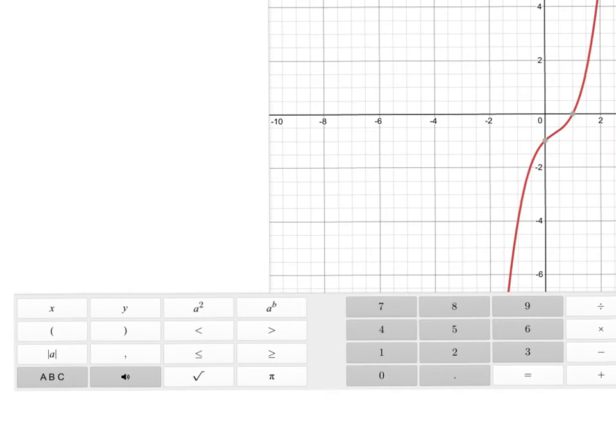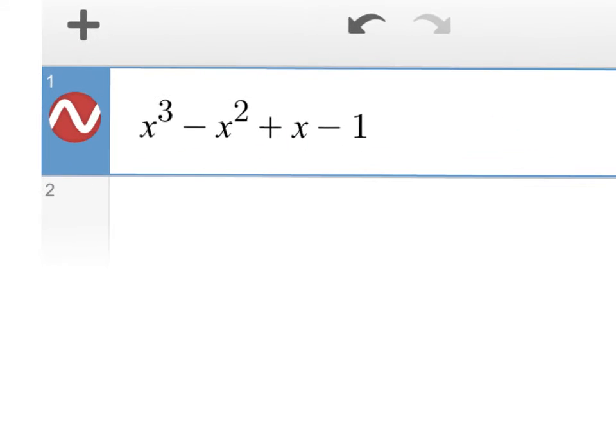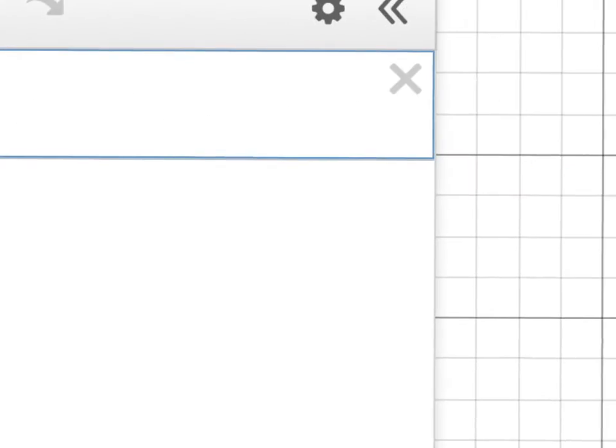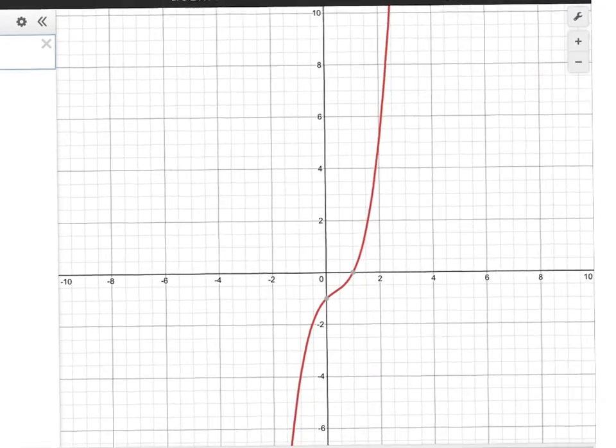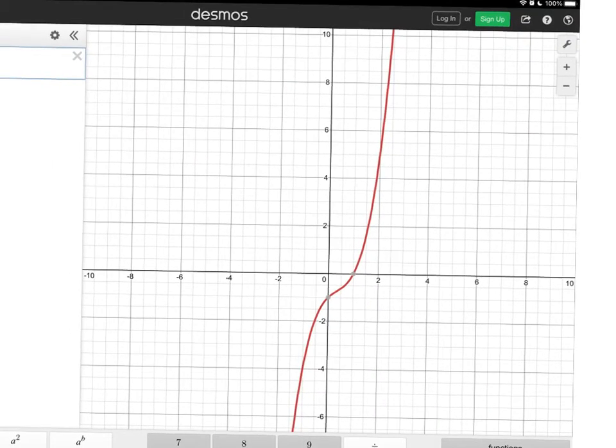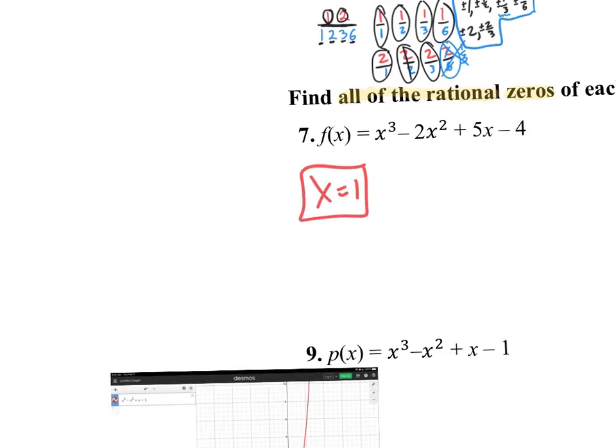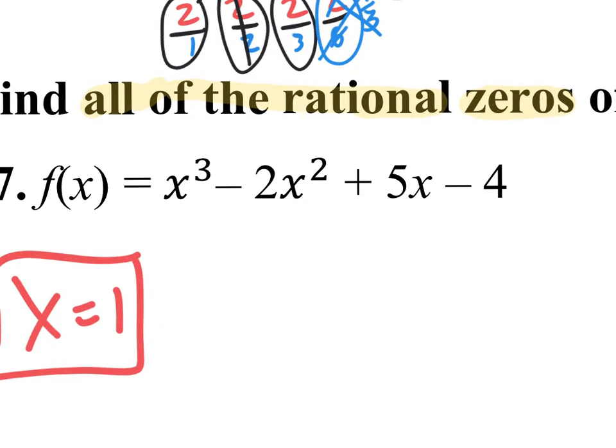All right, so that's what I did over here. I typed in x, I typed in the a to the b button, and then I typed in the number 3, and then minus, and then x, and then the square button, and then plus x minus 1, and voila, it graphs for you, okay? So going back to our instructions, it says find all of the rational zeros.